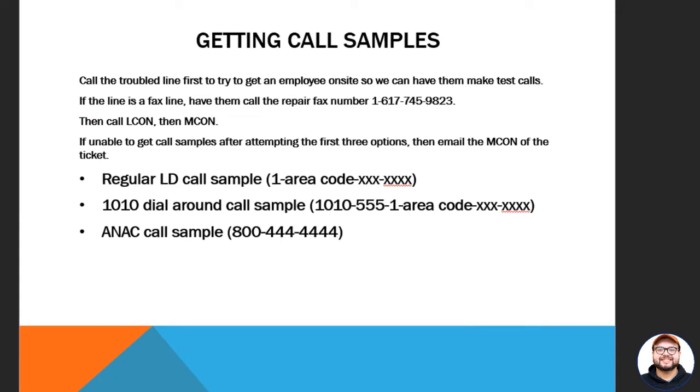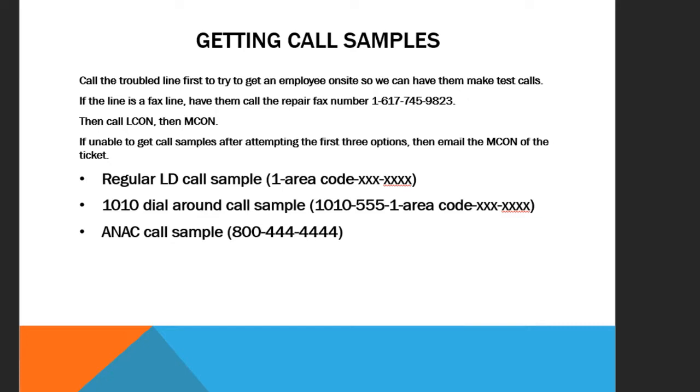So getting a call sample. You want to call the trouble line first to try to get an employee on site. So we have them make the test calls, right? If they're having an issue with long distance, and it's a true long distance issue, they should be able to receive calls and they should be able to call local numbers. So that being known, we can call the number that they are reporting having issues on. They're saying, hey, I can't call long distance on this line, but we can call that line.